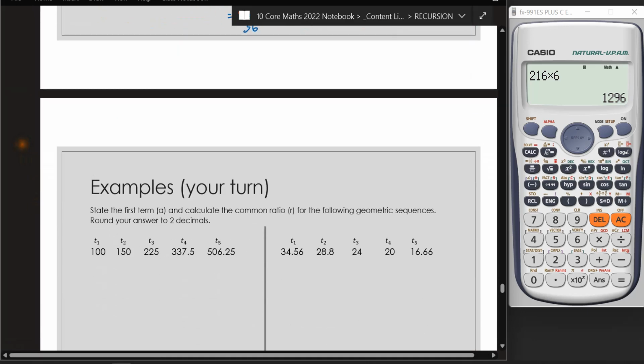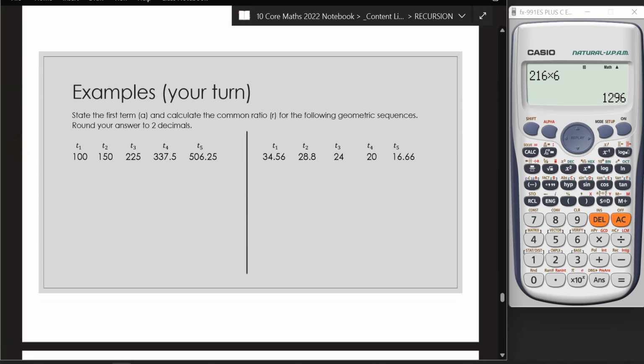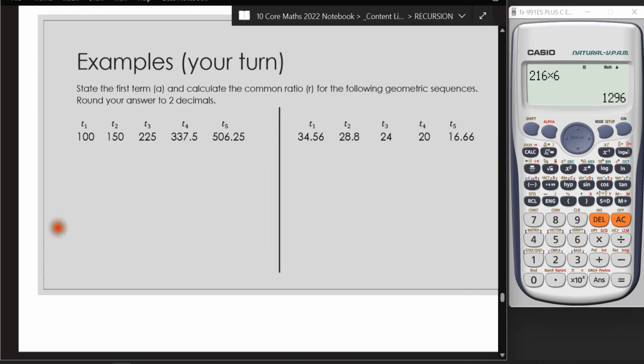Okay, let's move on. For this, I'd like you guys to try some of these as an example. Pause the video now and try these examples for yourselves, and then come back to the video and check your solutions. Okay, let's do the solution.